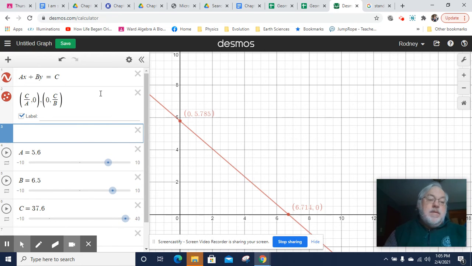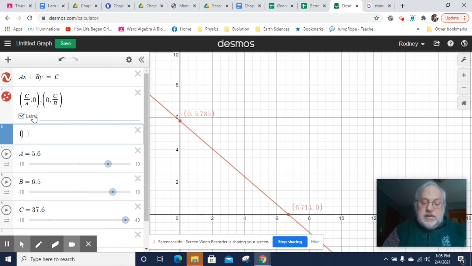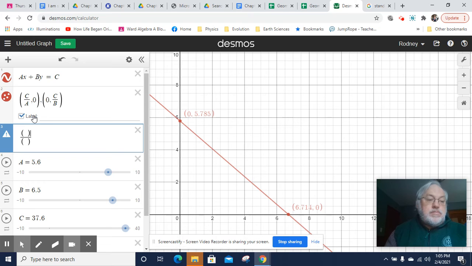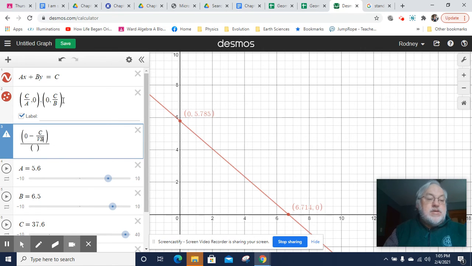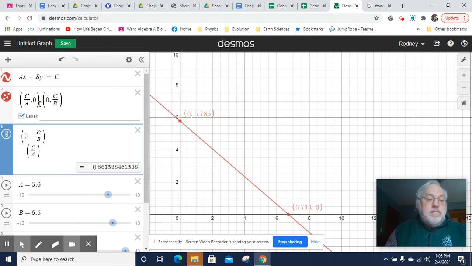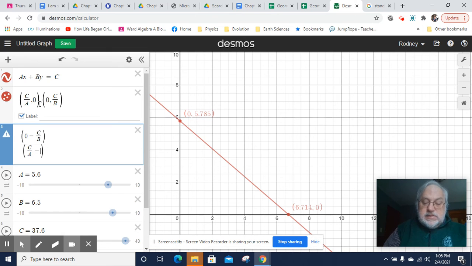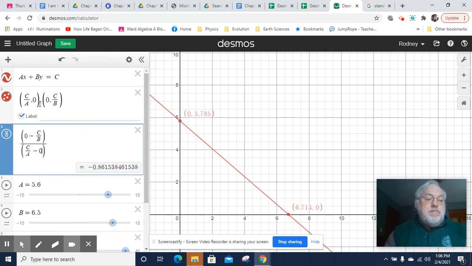a line through them. Of course, sometimes you might need the slope from the standard form, and the slope is going to be the change of Y over the change of X. So I'm going to set up my slope equation. It's going to be change of Y, so I'll also do 0 minus C over B. And this looks like, oh my goodness, it's going to be really annoying. It actually isn't going to be. My change in X is going to be C over A minus 0.